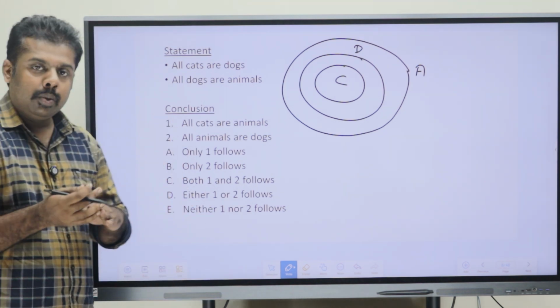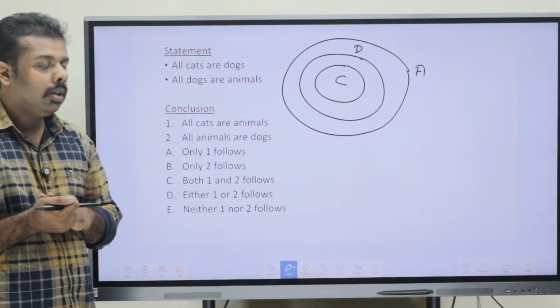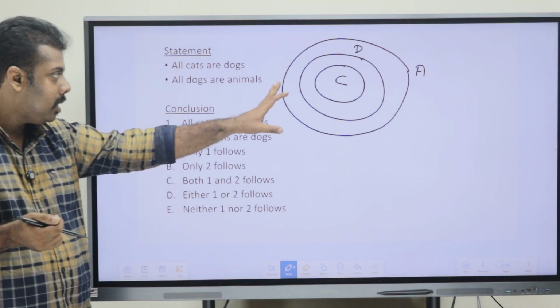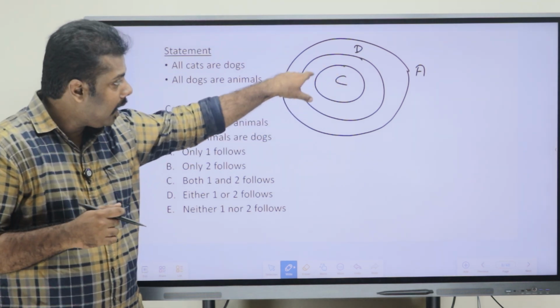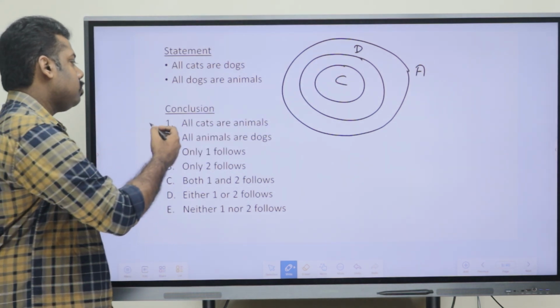Now moving to the conclusion part, what does the first conclusion say? All cats are animals. Okay, so is it right? All cats are animals. Is it right? Yes, because cat is entirely inside animal. So we can say that the first conclusion is right.